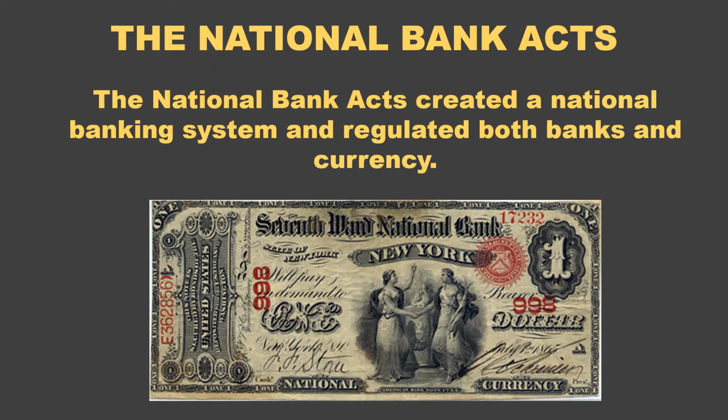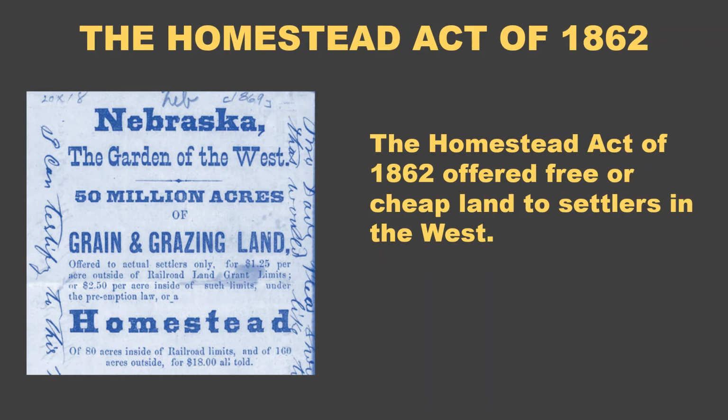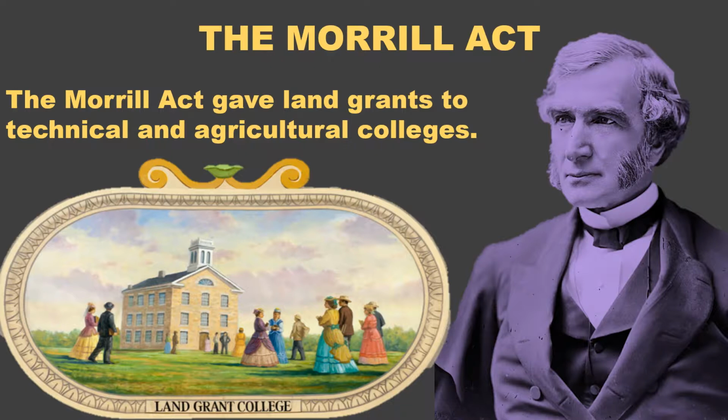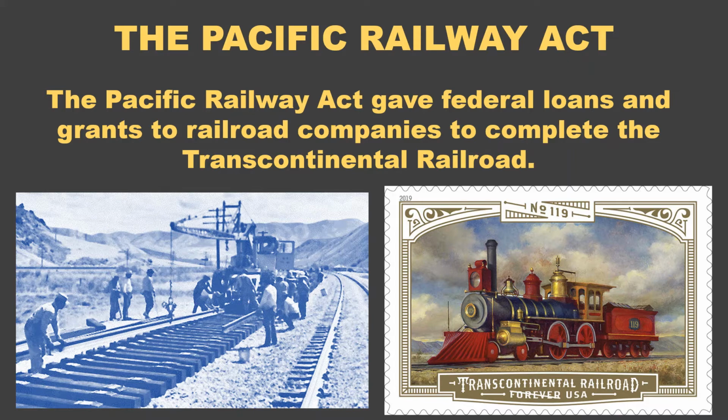created a national banking system and regulated both banks and currency, the Homestead Act of 1862, which offered free or cheap land to settlers in the West, the Morrill Act, which gave land grants to technical and agricultural colleges, and the Pacific Railway Act, which gave federal loans and grants to railroad companies to complete the Transcontinental Railroad.